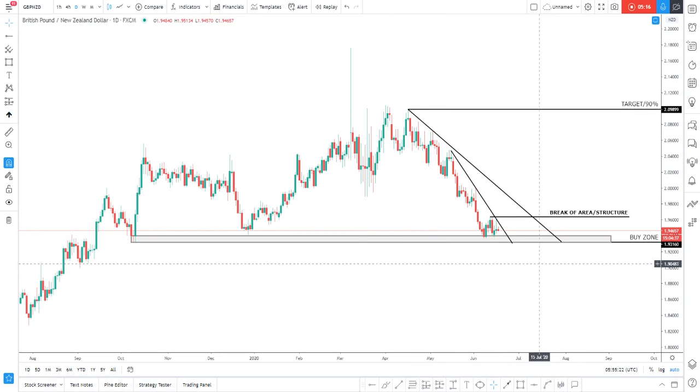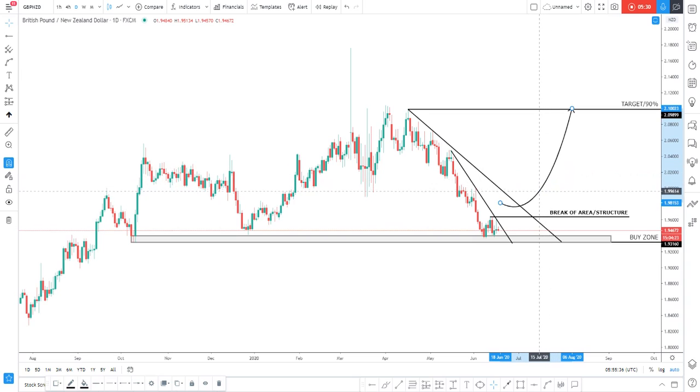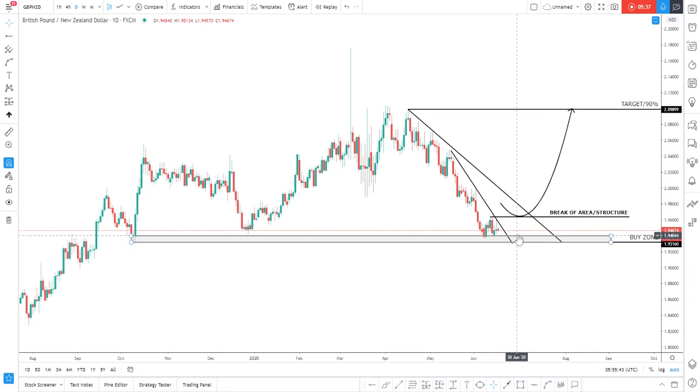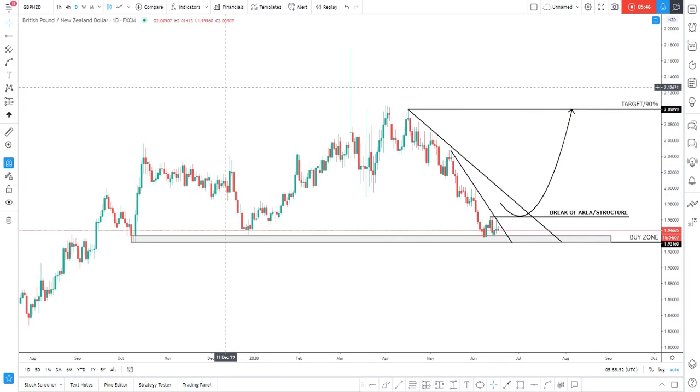So knowing that I expect price to move higher on the daily time frame, this is what I probably expect to happen on GBP NZD. This is what I expect on a breakout to the upside: a retest of the structure here, then projection of price further to the upside. Now, these are a ton of confluences on the daily time frame.